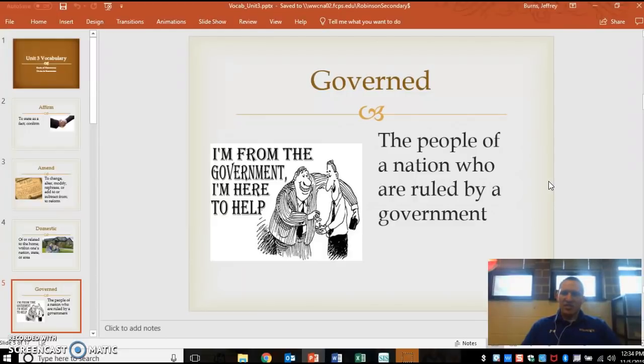All right, next is the word governed. So anyone living within a government, the people that are ruled within that government are called the governed. So we've talked about consent of the governed, right, as one of our fundamental principles of government.